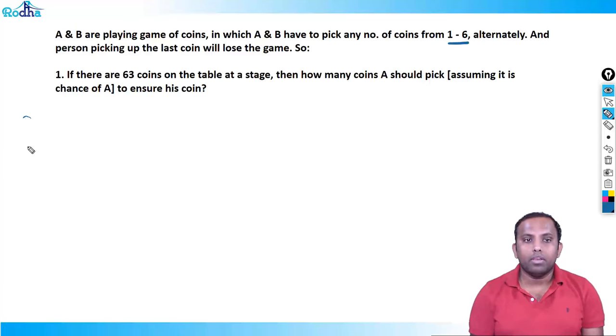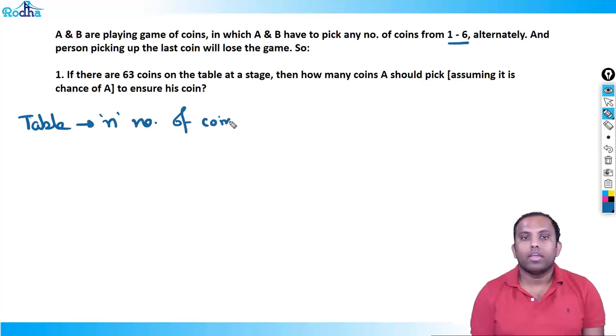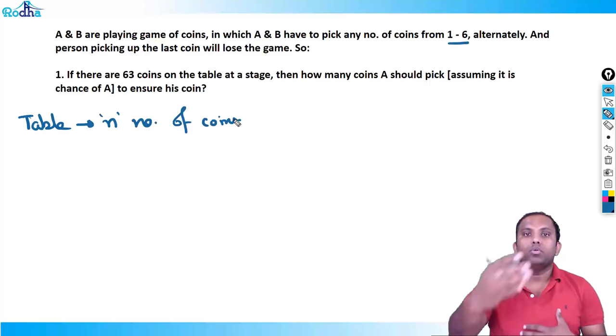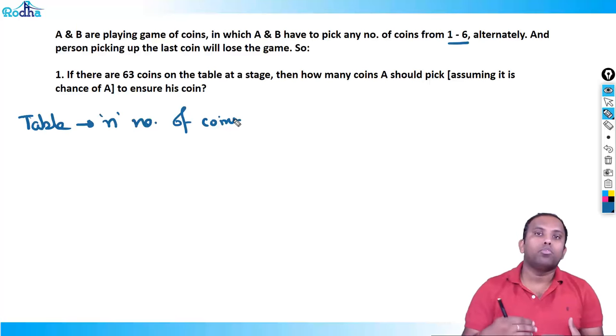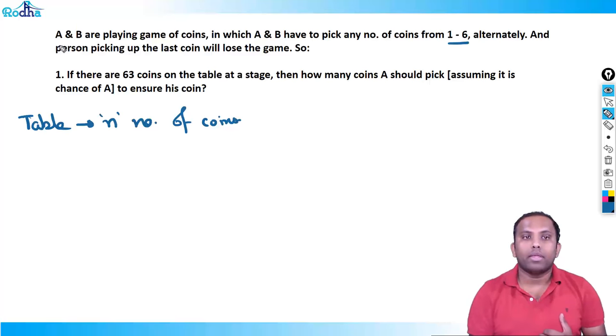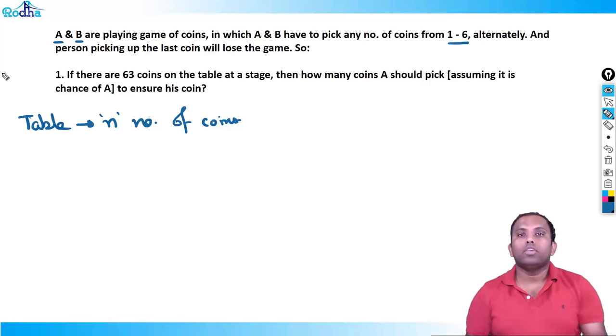On a table, there are n number of coins. Suppose I and you are sitting on the opposite sides of the table. We are named A and B. We can pick any number of coins from 1 to 6 on the table. So let's say there are 100 coins or 200 coins on the table, that doesn't matter. In your chance, you can pick any number of coins in between 1 to 6.